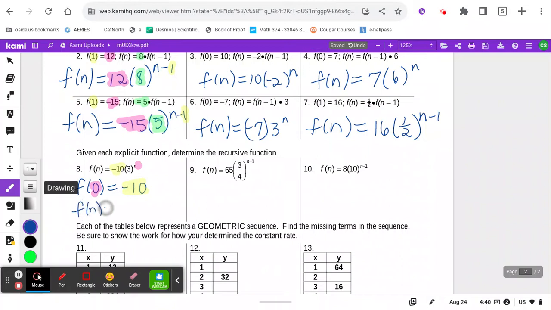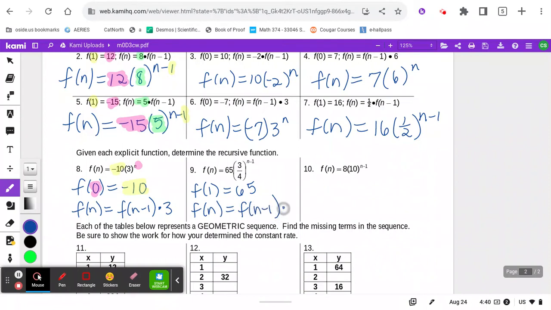We then say the next term is equal to the previous term times 3, or you could put the 3 in front, both work. F of 1 equals 65. Look to see if you understand that. F of n equals f of n minus 1. You got it, times 3/4. And finally, f of 1 equals 8. F of n equals f of n minus 1 times 10.